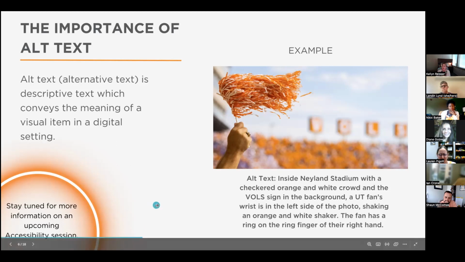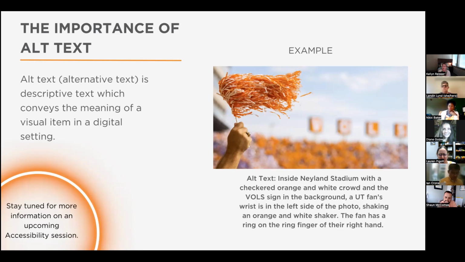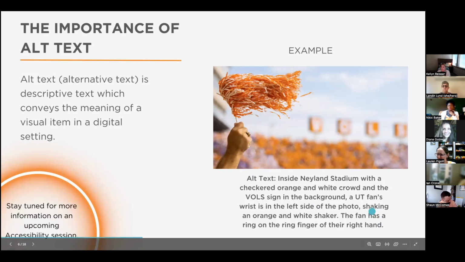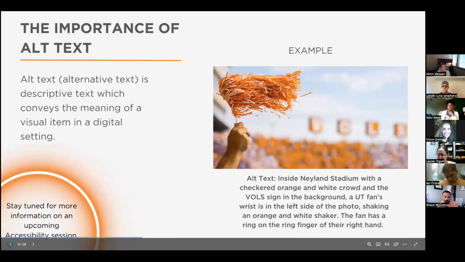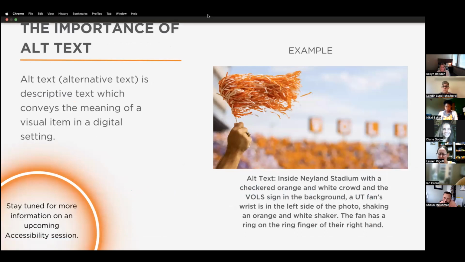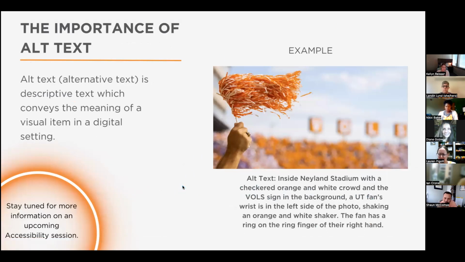When it comes to alt text, I really like to be as descriptive as I possibly can to paint a picture for the person who isn't able to see it, or maybe it's not as clear. So, inside Neyland Stadium, with a checkered orange and white crowd and the ball sign in the background. A UT fan's wrist is on the left side of the photo, shaking an orange and white shaker. The fan has a ring on the ring finger of their right hand. So that really paints a picture if you're unable to see the photo.